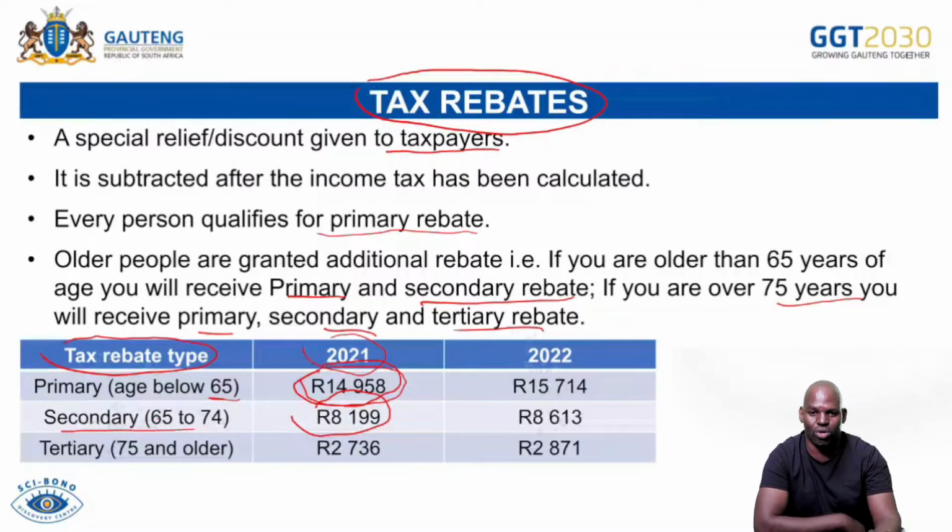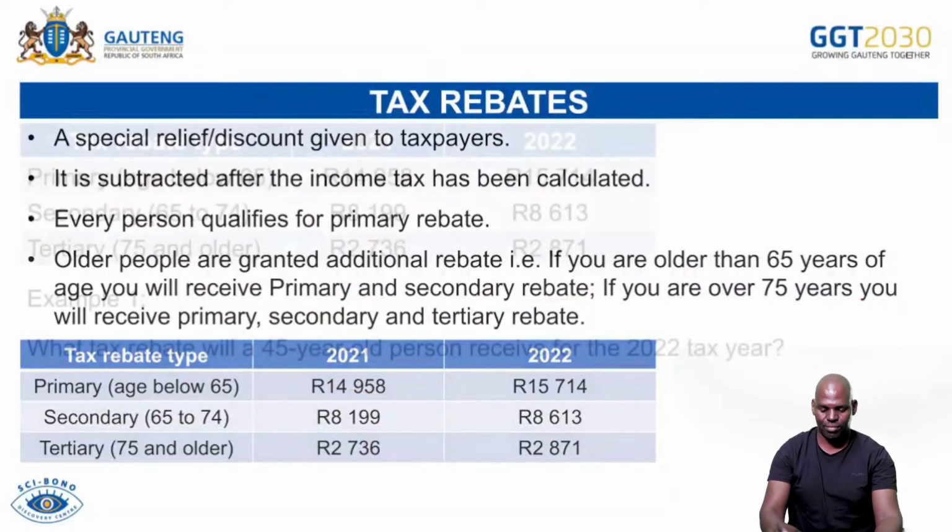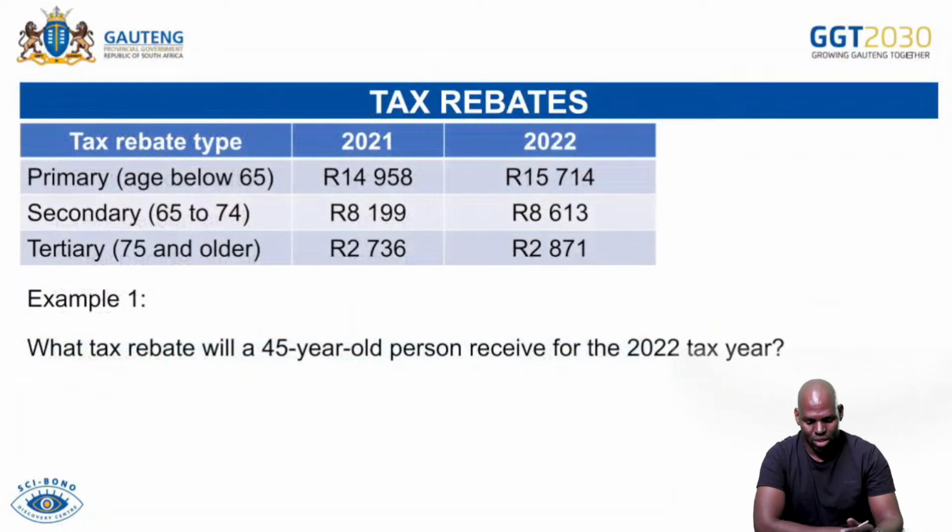You need to get it right, because most of the learners are making a mistake of saying if you are 65 to 74, then they only subtract secondary, or if you are 75 and older, then they only subtract 2,736. But if you're 75 and older, we subtract the 3 of them. If you're 65 to 74, we subtract 2 of them. If you are below the age of 65, we subtract only the primary. So you need to get it right, boys and girls. Okay, these are the examples in terms of tax rebates.